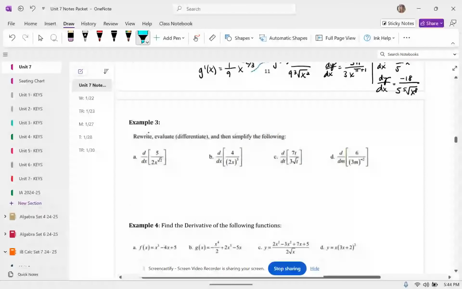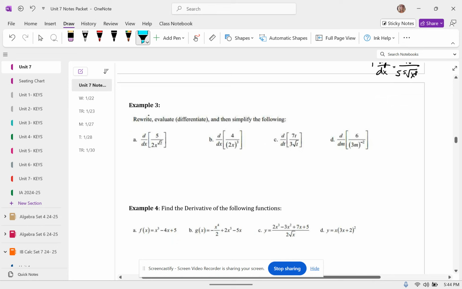Okay, example 3. Rewrite, evaluate, aka differentiate. That means take the derivative and then simplify the following. These are just the same as the other ones that I was doing above.